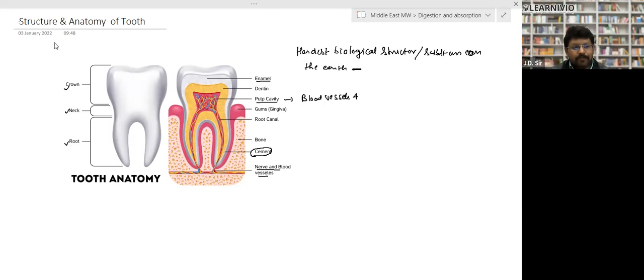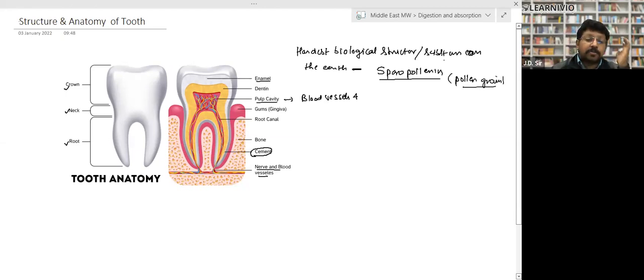I'll give you a clue. The substance is found in plants. It is stronger than enamel. The answer is sporopollenin. Sporopollenin is found in pollen grain. If the question asks what is the hardest biological or biochemical structure on the earth, the answer will be sporopollenin. If they ask what is the hardest plant structure, the answer will be sporopollenin. If they ask what is the hardest animal structure, the answer will be enamel. Clear? Please note it down.